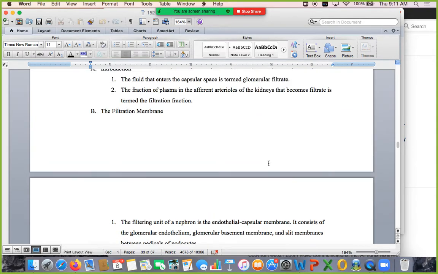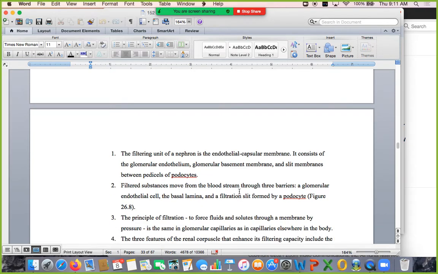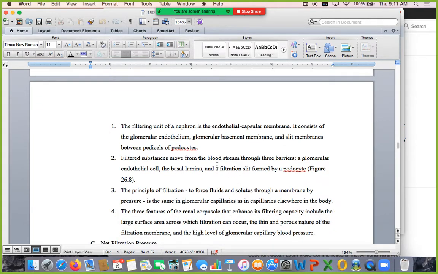So we have this filtration membrane, which is a particular unit of the nephron that's found in that endothelial capsular membrane, and this is going to consist of, as I mentioned, the glomerular epithelium, the basement membrane, and then slit membranes between the pedicels of the podocytes, which is going to allow for fluid to go out. Then the filtered substance is going to move back and forth from the bloodstream into this urine, right? So we have things that are going to be picked up.